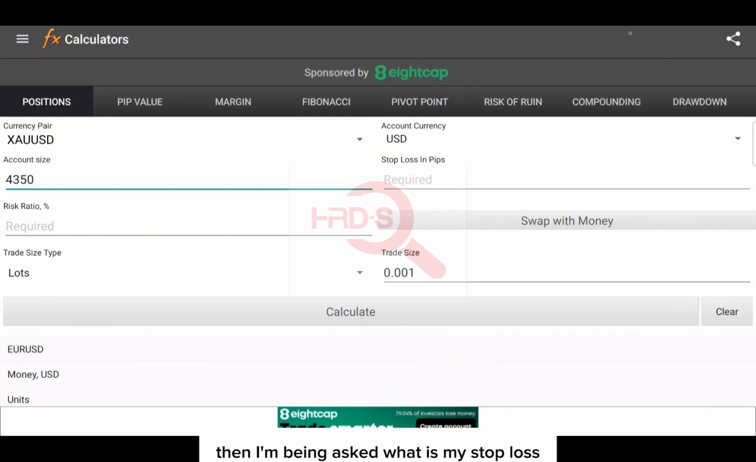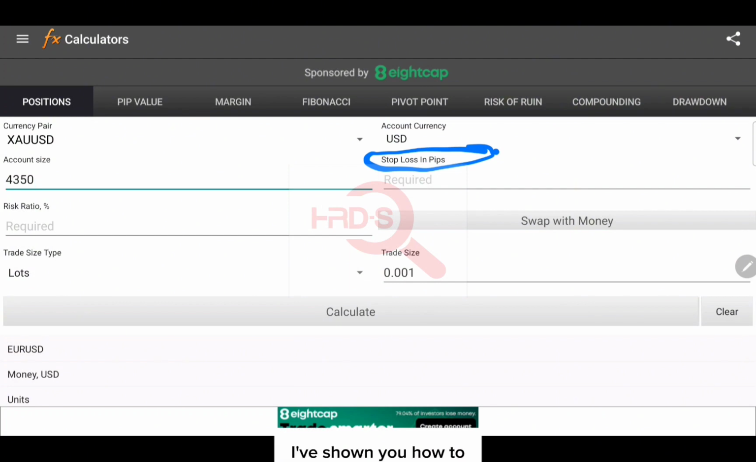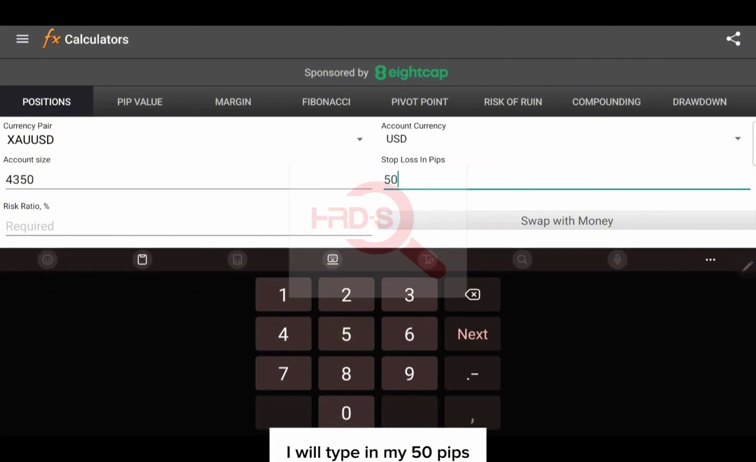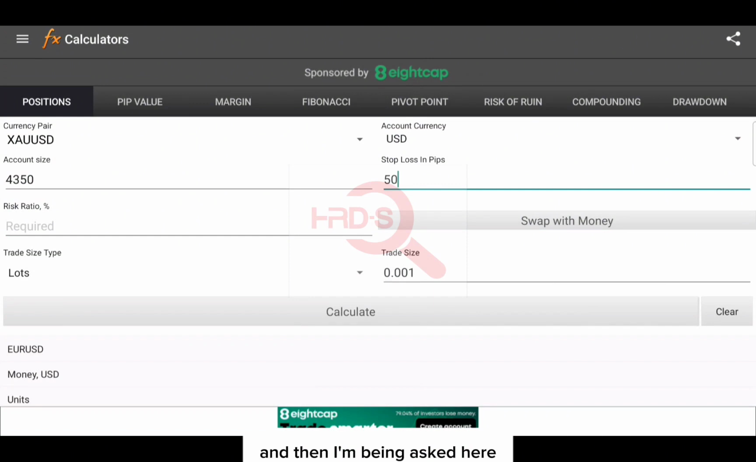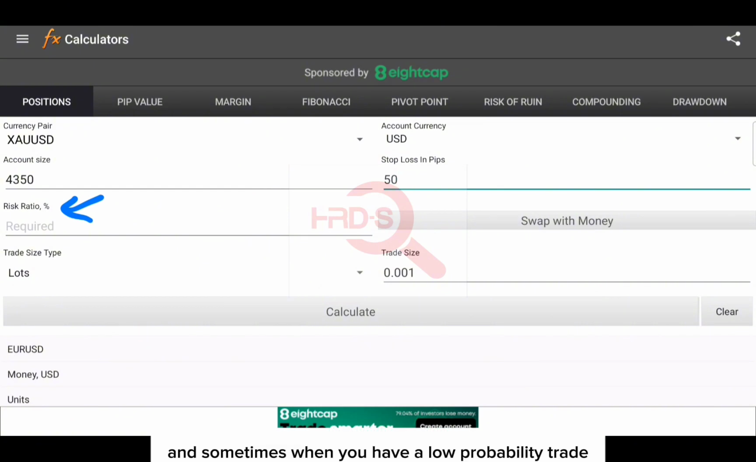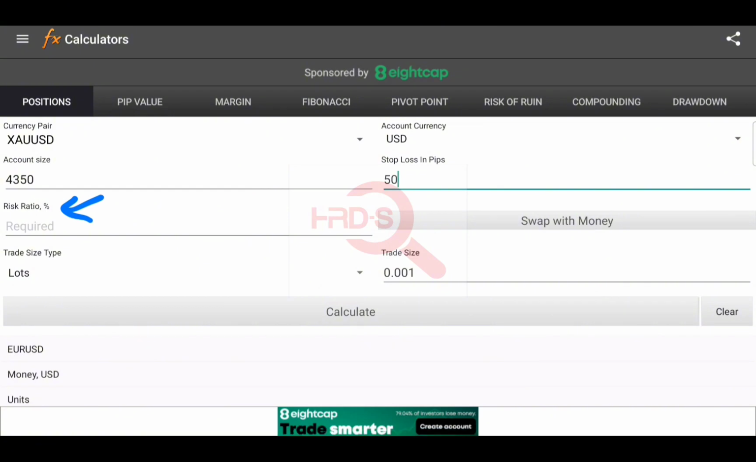Then I'm being asked, what is my stop loss in pips? I've shown you how to check your pips using Fibonacci and arrow. If you did not get it in the previous classes, then you can wait over the weeks. For this calculation, we are using 50 pips. I will type in my 50 pips. And then I'm being asked here, what is the risk ratio in percent? Remember, I said do not risk more than 1 to 3% of your capital. And sometimes when you have a low probability trade, you are risking just 0.5%. I'm going to be risking 2%.